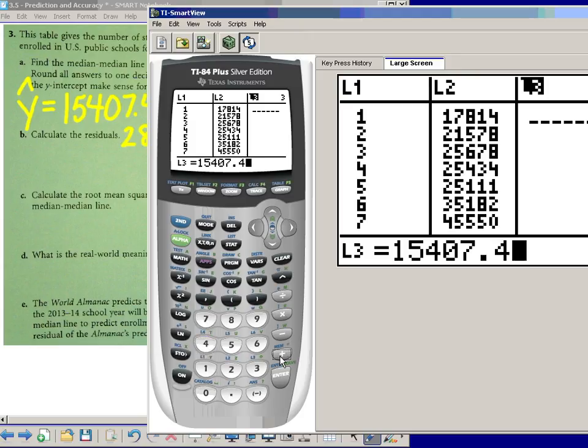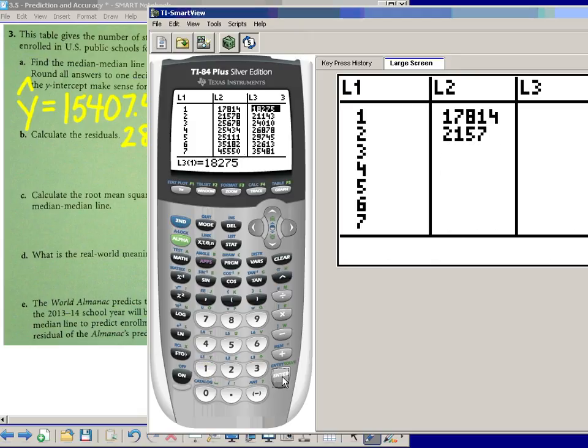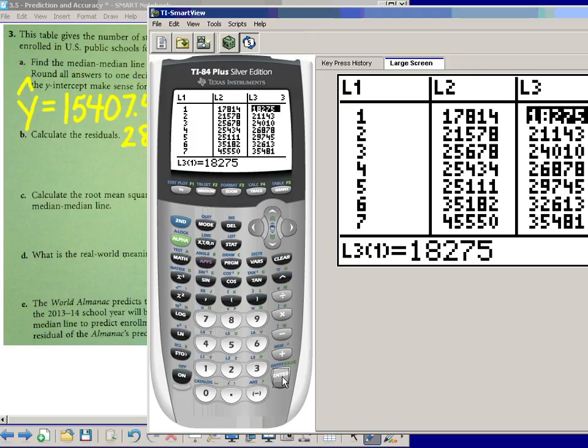Now I'm going to just type in my equation, 15,407.4 plus 2867.6, and I want it to multiply the slope times the year that I have in list 1. So I need to tell it to multiply by second 1. See how it automatically puts list 1 in there? When you hit enter, it automatically calculates every single y-hat value for this data. Nice, huh? You don't have to punch it in 10 different times. Let the calculator do some of the work for you.